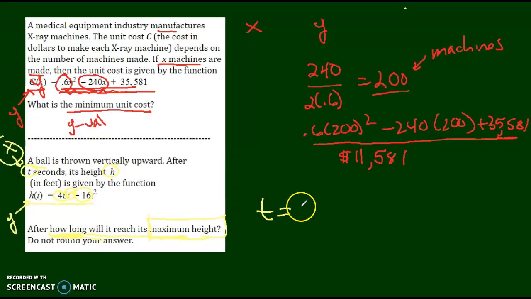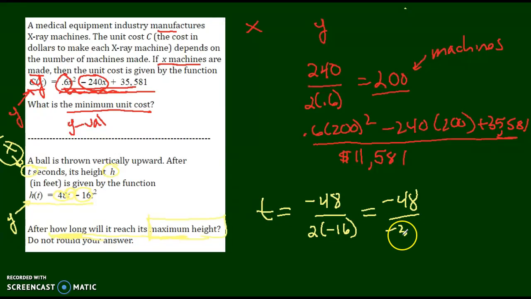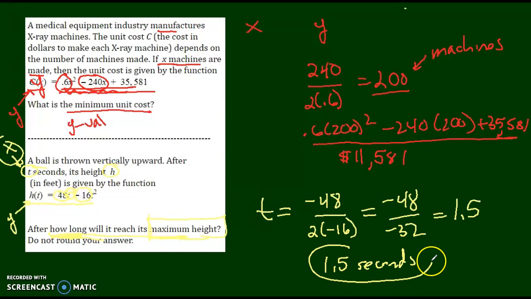So to find when it reaches its maximum height, I'll take the opposite of b, negative 48, over 2 times a. And then if I put all this stuff in my calculator, or if I rely heavily on my awesome knowledge of fractions, however you look at it, you should get 1.5. So after 1.5 seconds, the ball will be at its maximum height. I can stop here because I don't actually need the height. I just want to know when it happened.